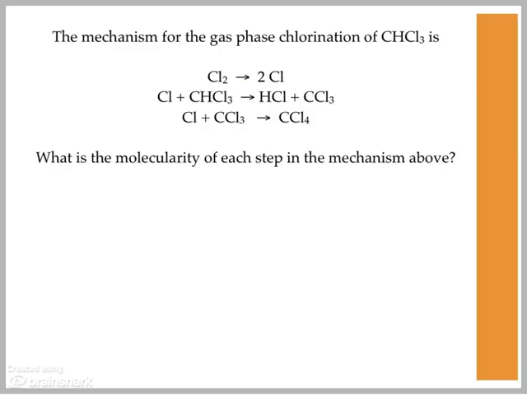So let's just go through how you figure this out. You're given a mechanism in this case, which again, within the mechanism you have elementary steps, and those are the steps that you need to figure out what the molecularity is going to be. So in this case, if you look at the first step here, you'll see that you have Cl2 as a reactant. You only have one molecule, so that means it's going to be uni.